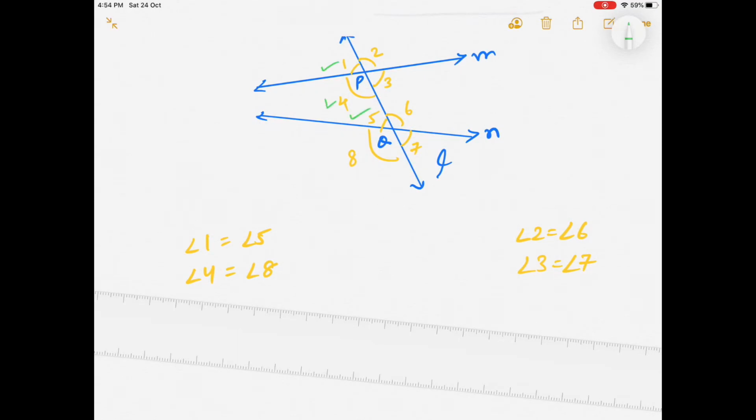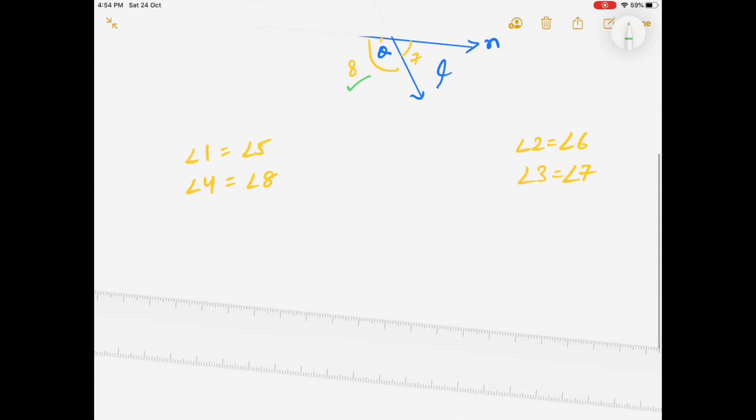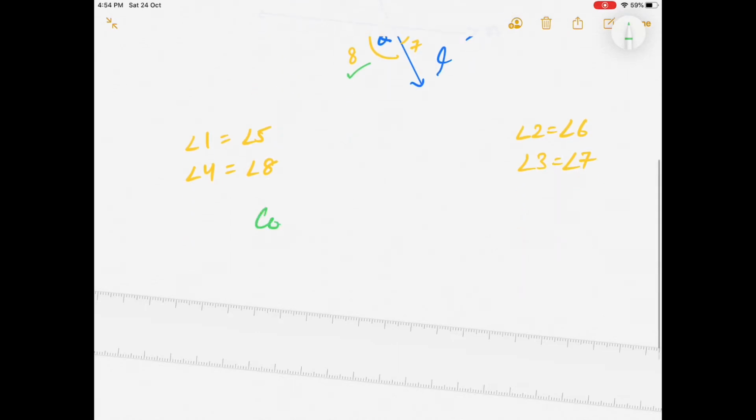Angle 4 is equal to angle 8. You can see that if angle 1 is equal to angle 5, both these angles are above the lines M and N. And if angle 4 is equal to angle 8, both of these angles are under the lines M and N. So according to this, all these four pairs will be called corresponding angles. This is another type of angle formed by a transversal intersecting two lines.